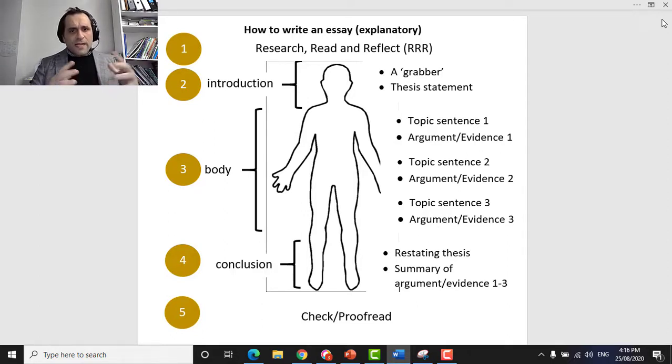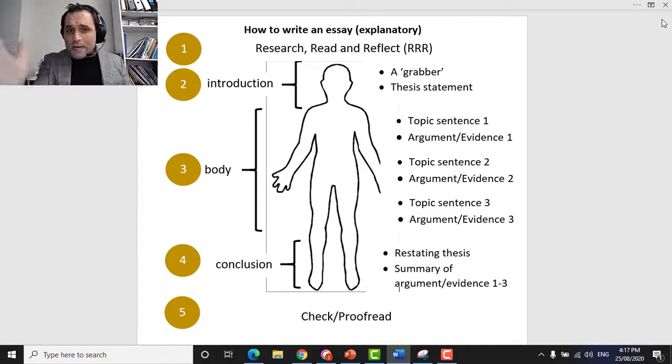Now, the second step, you can see this on the screen. We have like a human body. You have the head being an intro. Intro is an introduction. That means you introduce the topic. People don't know what you're going to be writing about. Your job is to write an introduction to tell people what the topic is going to be about. So you have the introduction, and we're going to talk about how to write an introduction later.